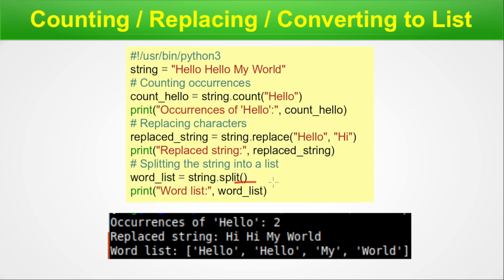This split operation helps us get the list here. The first element is hello, the second element is hello, then my, then world. That means it is splitting with respect to the whitespace characters, that means the spaces here, 1, 2, 3. Now let us go back to the replacing. We replaced hello with hi. In that case, we get this second line, that means hi, hi, my world, instead of hello, hello, my world.